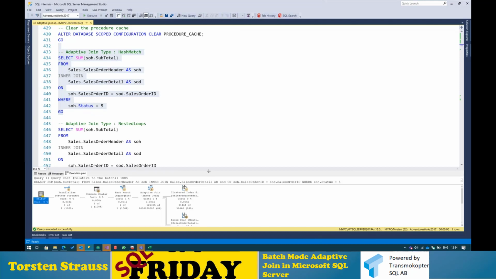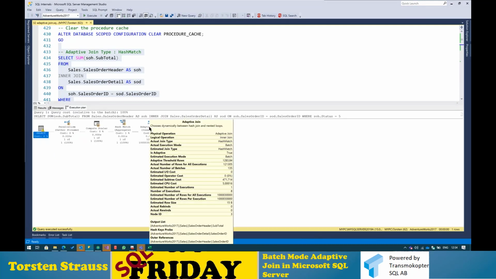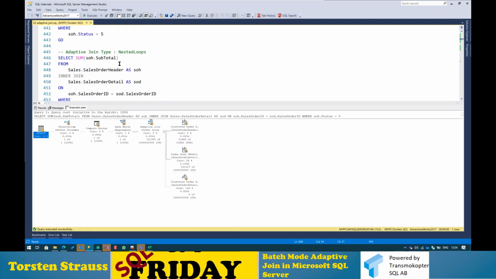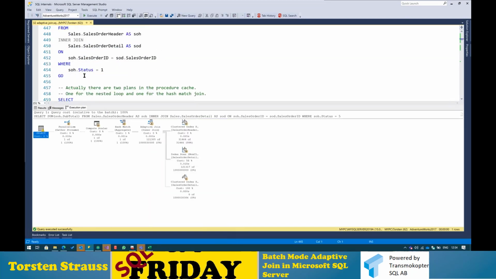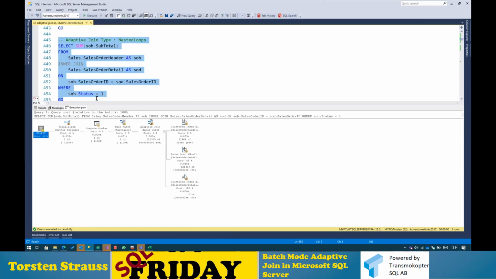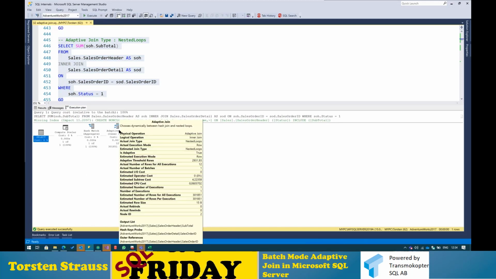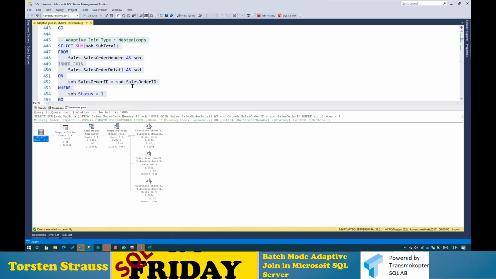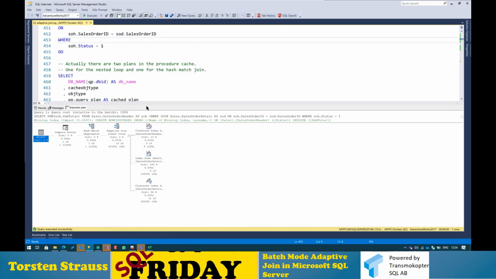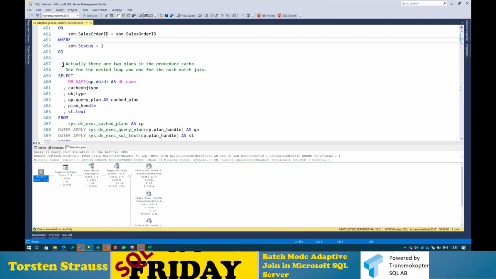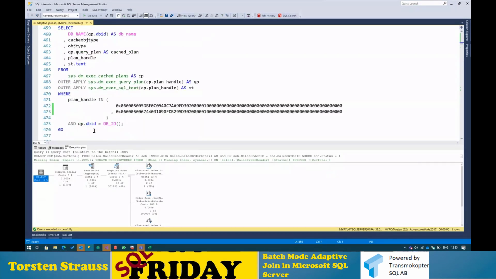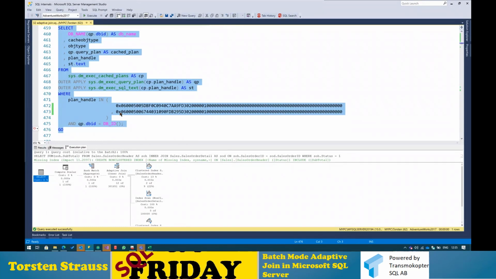This time we can see an adaptive join. And the actual join type is a hash match, perfectly fine, nothing which is surprising anymore. Running the same query with a more selective status, here we will end up with a nested loop instead. Perfectly fine.